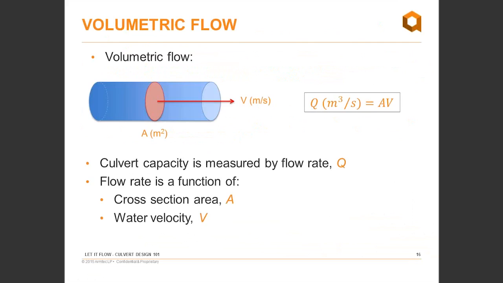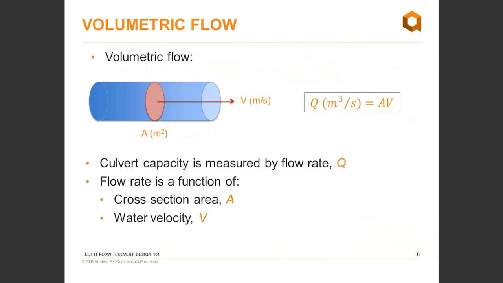Let's start off with the basic concept of flow through pipes and culverts. When we talk about culvert capacity, we're usually talking about flow rate or discharge rate. Visually, you can picture it as water flowing out of a pipe or a hose. In terms of measuring flow rate, we look at this as water flowing through a cross-sectional area at a certain velocity. So if you know the size of your pipe and how fast the water is traveling through it, you can figure out the flow rate.